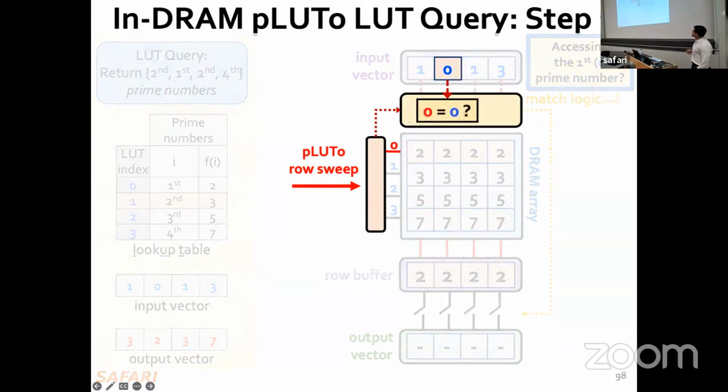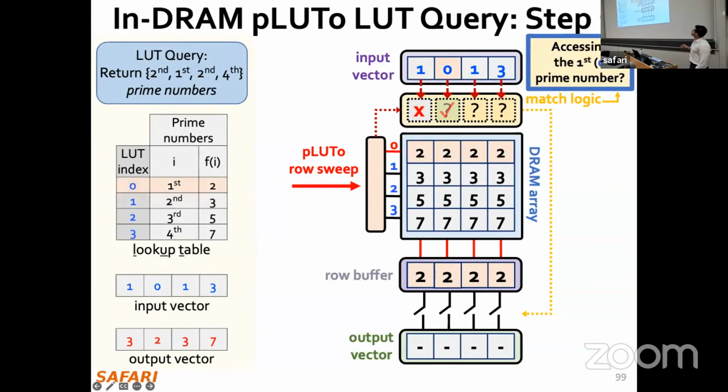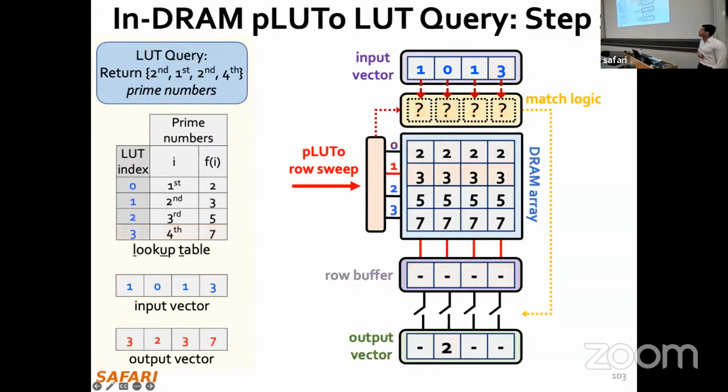Next element: I'm currently accessing row 0, yes, this is true. So that particular position is going to be asserted, and I'm going to copy the data from that position in the row buffer to the output vector. Am I accessing row 1? No. Am I accessing row 3? No. So no other connection is going to be made in those isolation transistors, so nothing else is going to be copied to my output vector. Okay, this activation is done. I move to the next row.